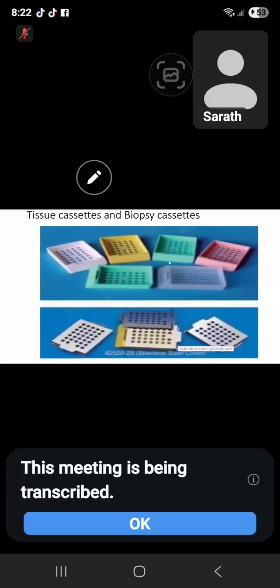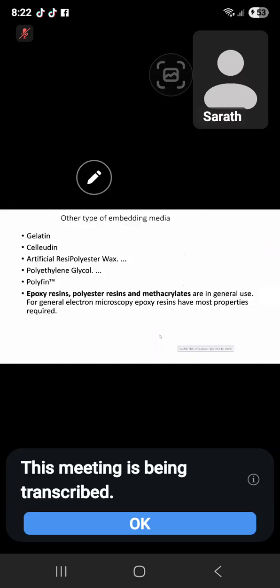And different colors are available. That's ideal because urgent ones, neuro samples, renal samples, and all these can be taken into different cassettes. So go for the different cassettes and use the biopsy cassettes and tissue cassettes. Biopsy cassettes have small pores. Tissue cassettes have large pores.